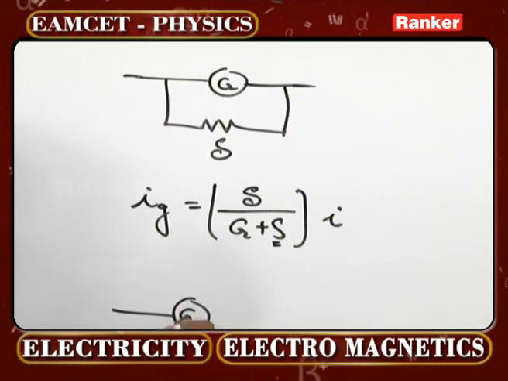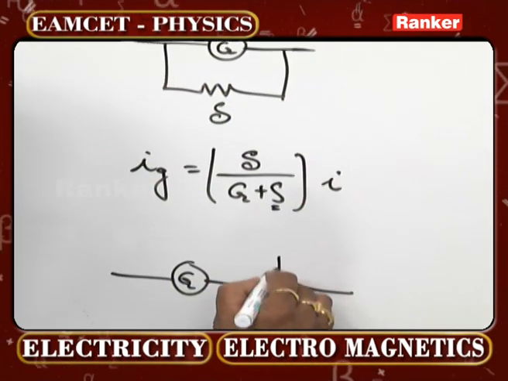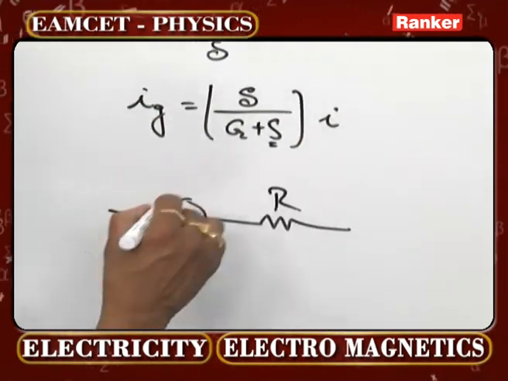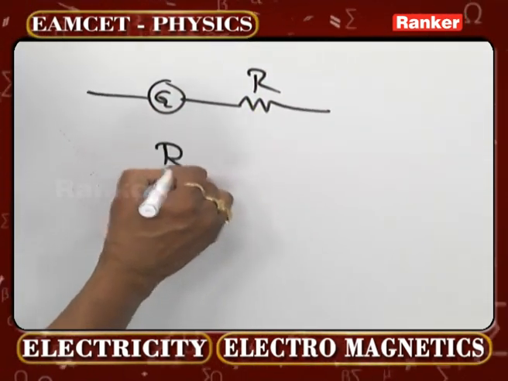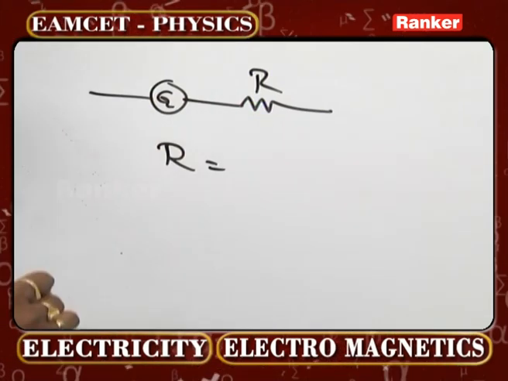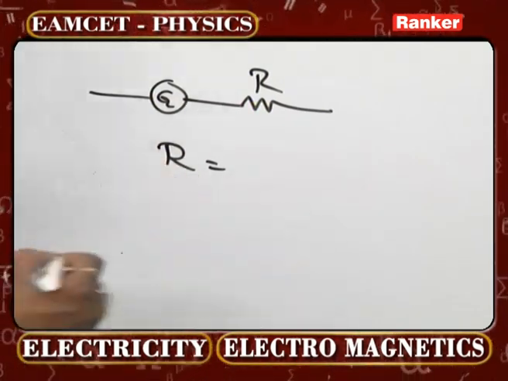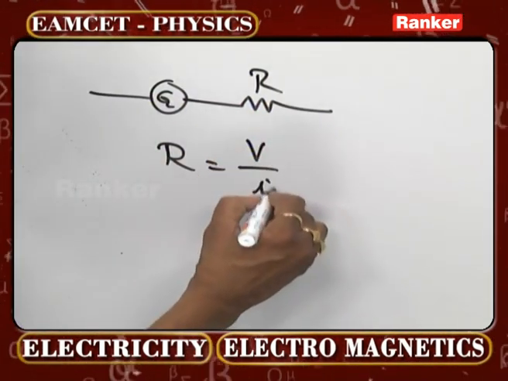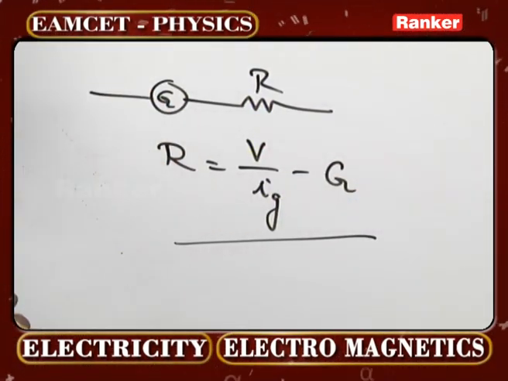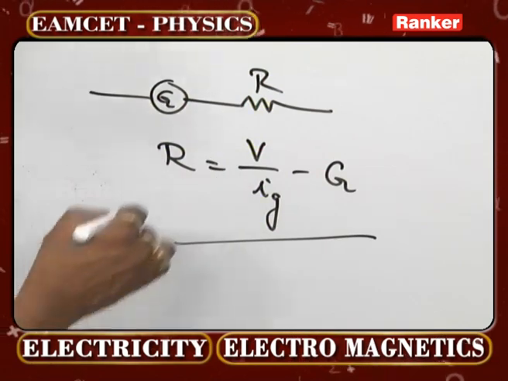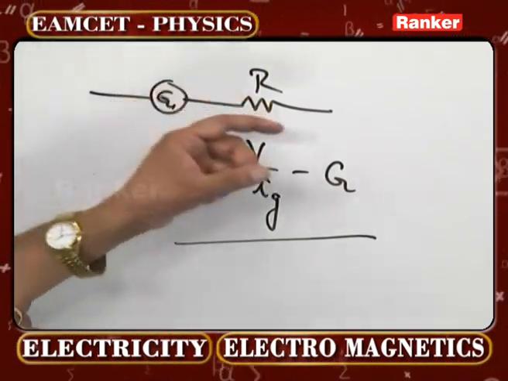When the same galvanometer is connected in series with a high resistance, it is converted into a voltmeter. What will be the resistance to be connected to convert this into a voltmeter that can measure V volts? That is V by Ig minus G. Ig stands for the current passing through the galvanometer and G stands for the galvanometer resistance.